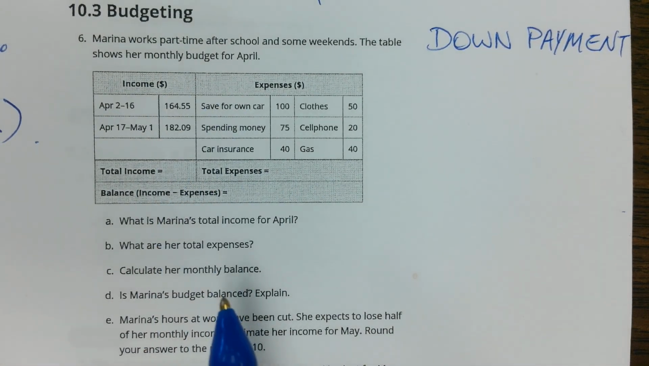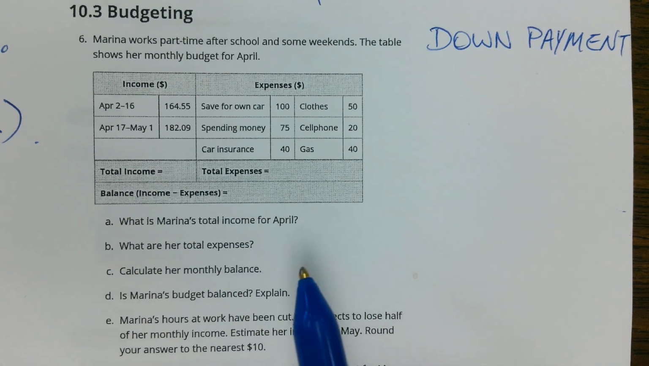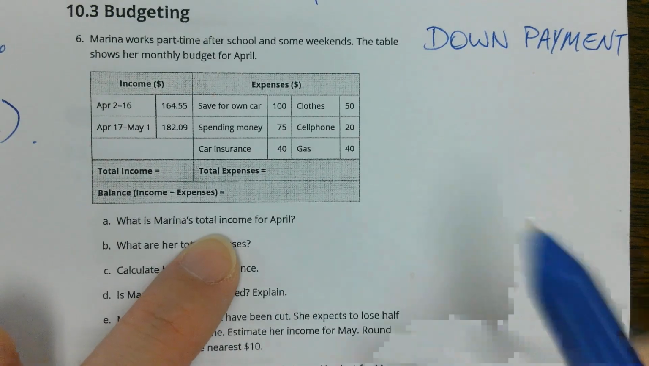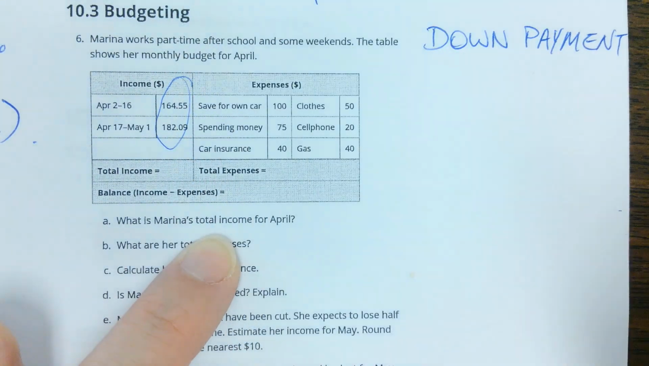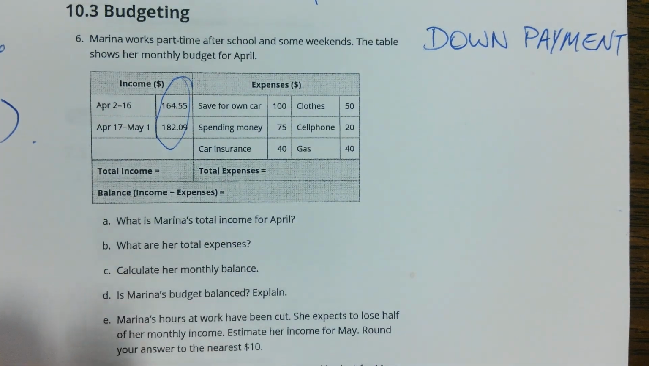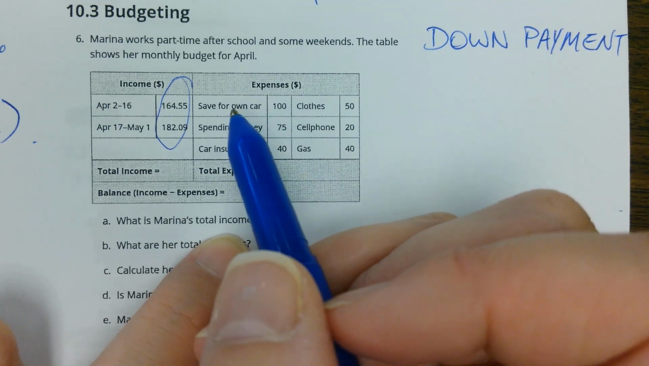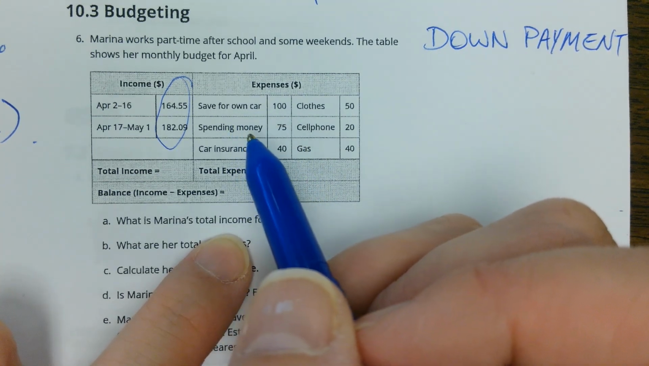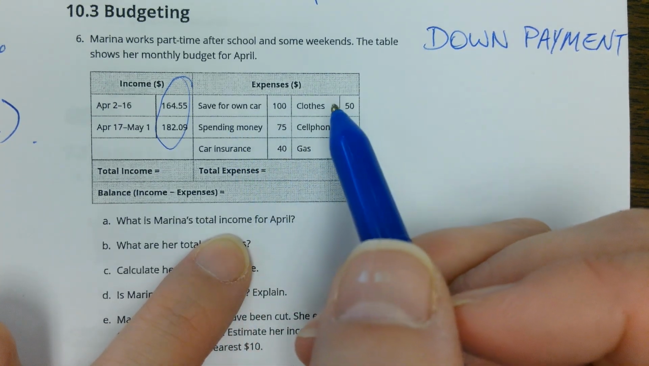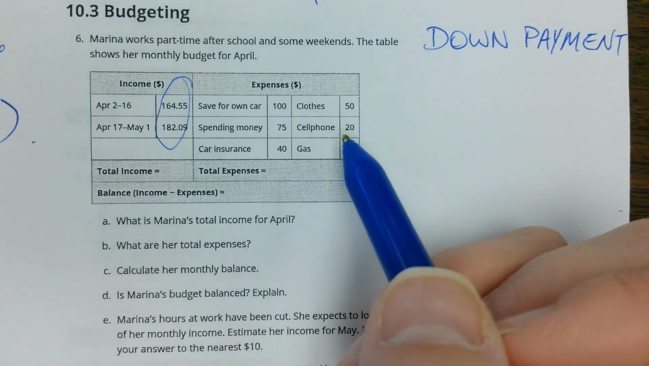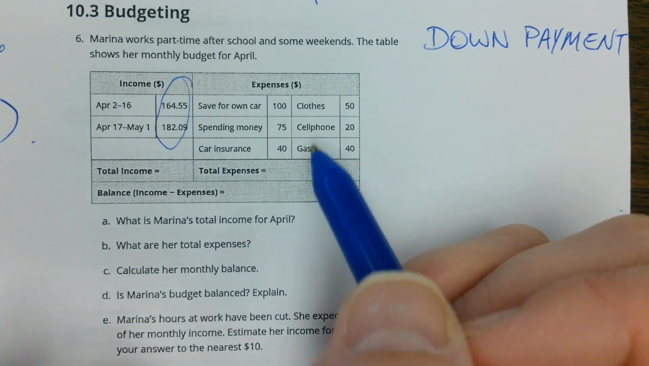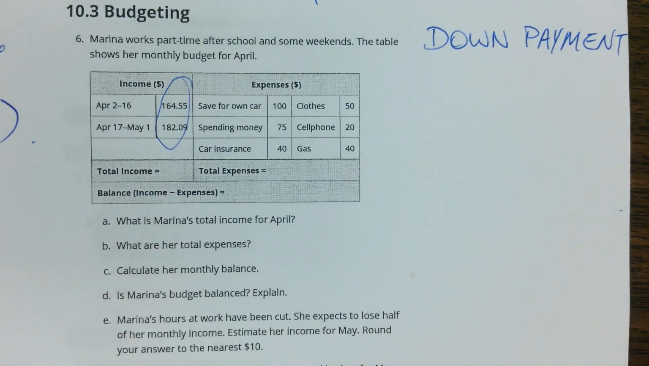Okay. This one. Total income for April. So remember, income is the amount that you bring in, that you earn. Expenses are things that you have to pay for. So, for example, car insurance, clothes, your cell phone bill, your gas bill, and so forth. Those are expenses.